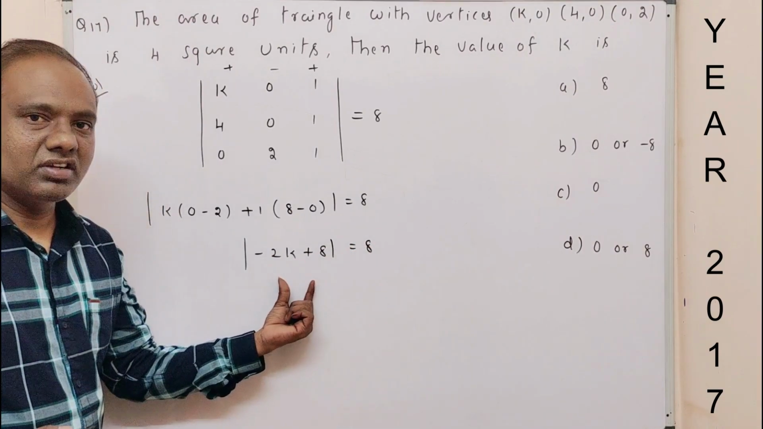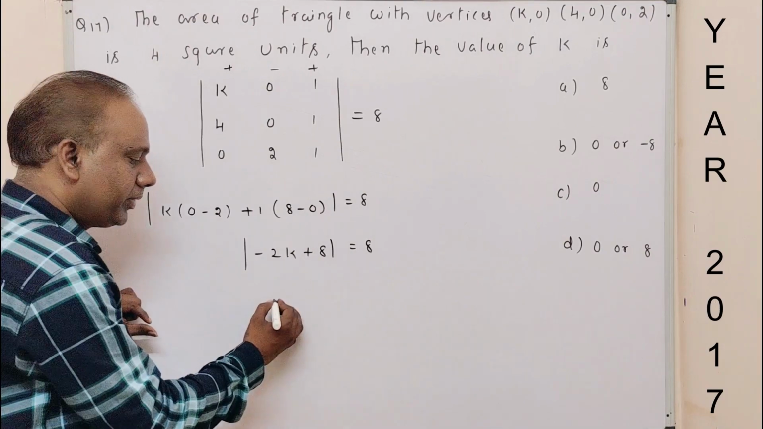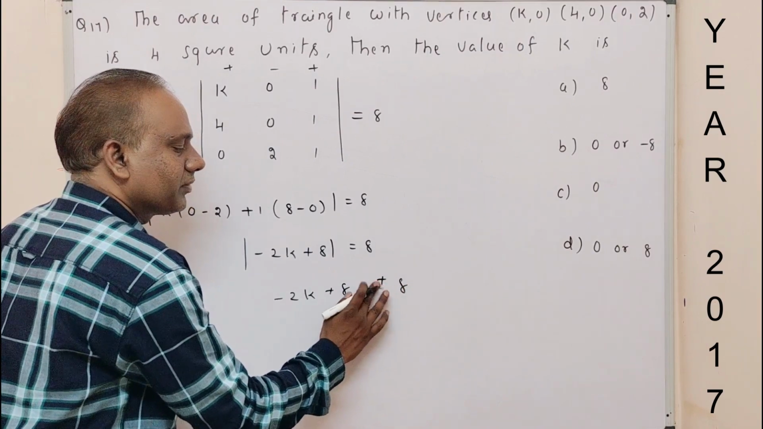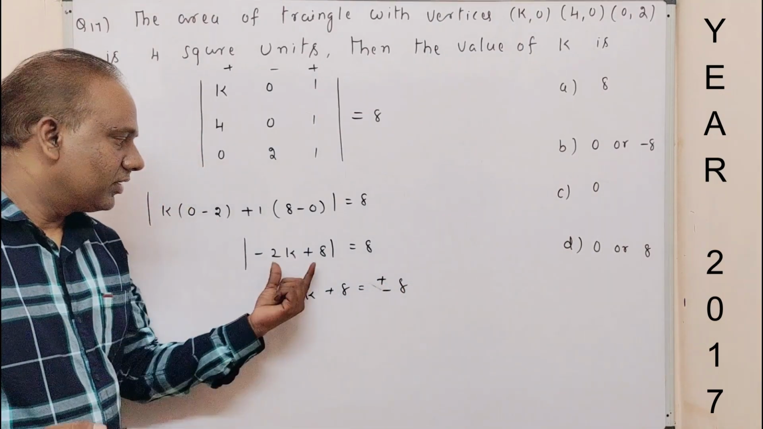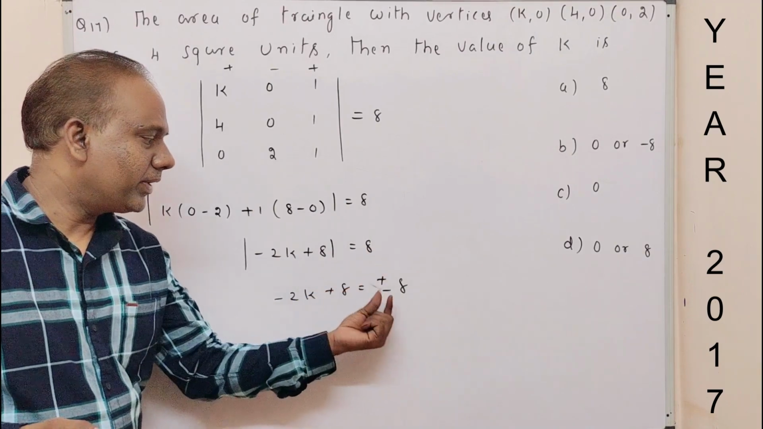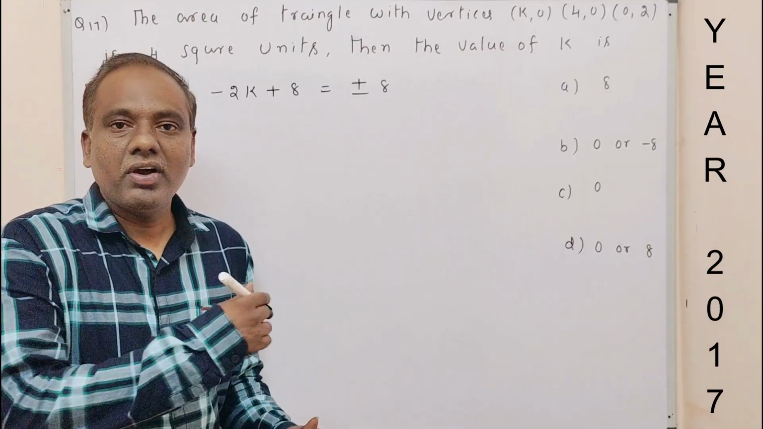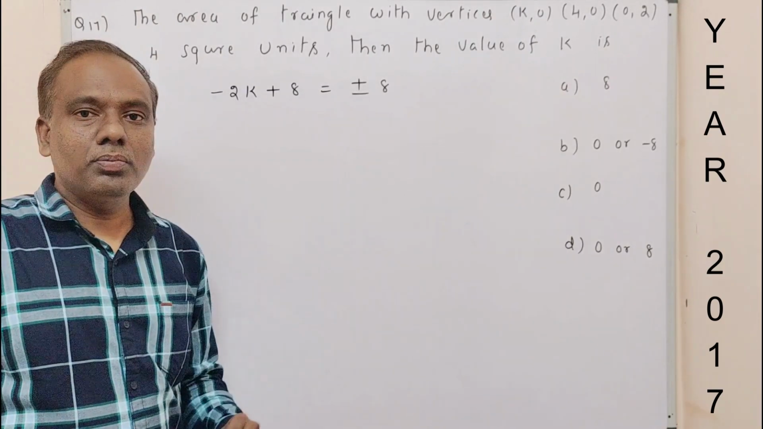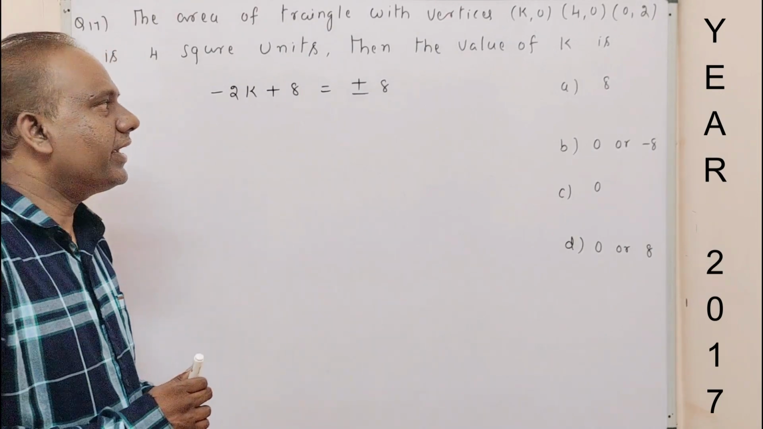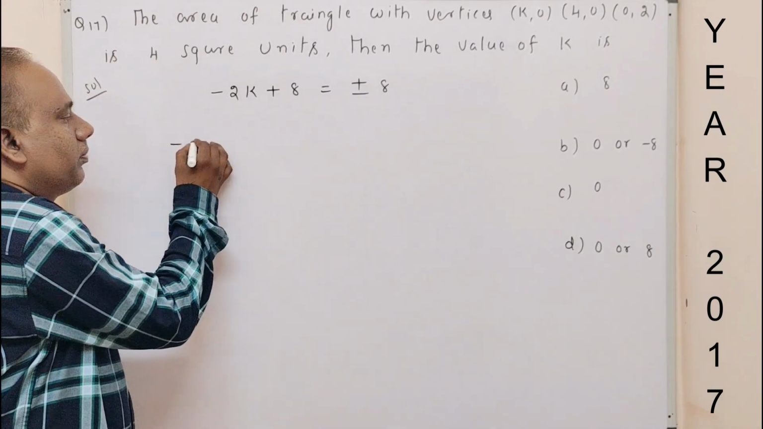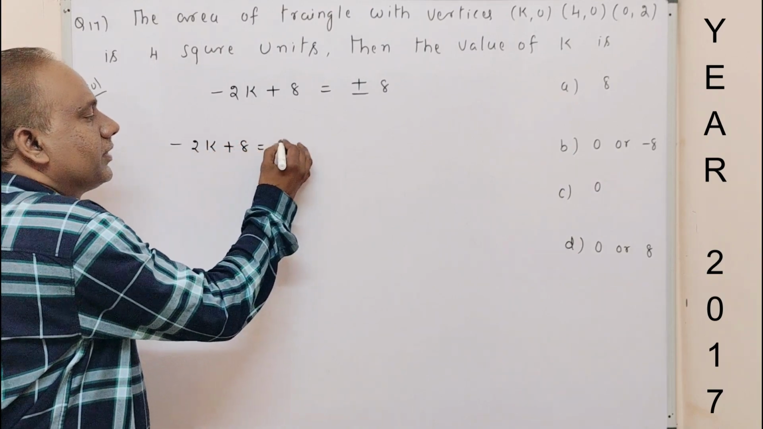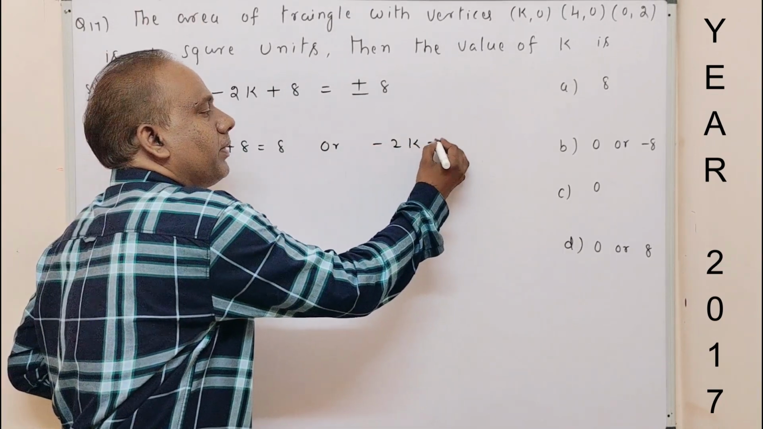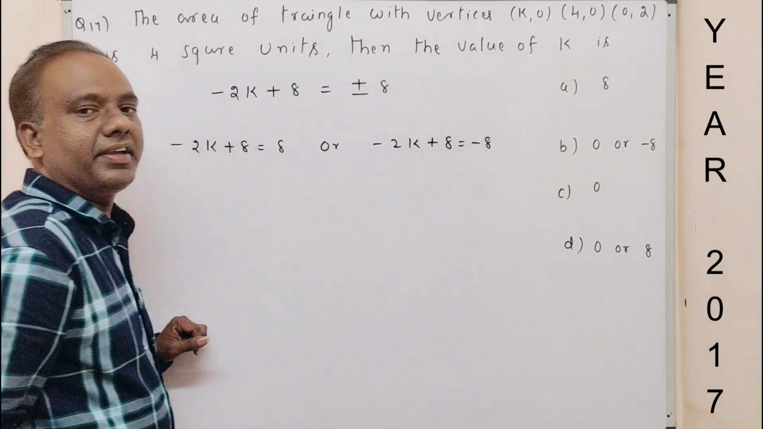It is actually a modulus now. If you remove the modulus, it becomes minus 2k plus 8 is equal to plus or minus 8. Please remember this: if you remove the modulus, this 8 becomes plus or minus 8. So now I continue here. Before we got minus 2k plus 8 is equal to plus or minus 8. So plus or minus 8 means minus 2k plus 8 is equal to 8, or minus 2k plus 8 is equal to minus 8.